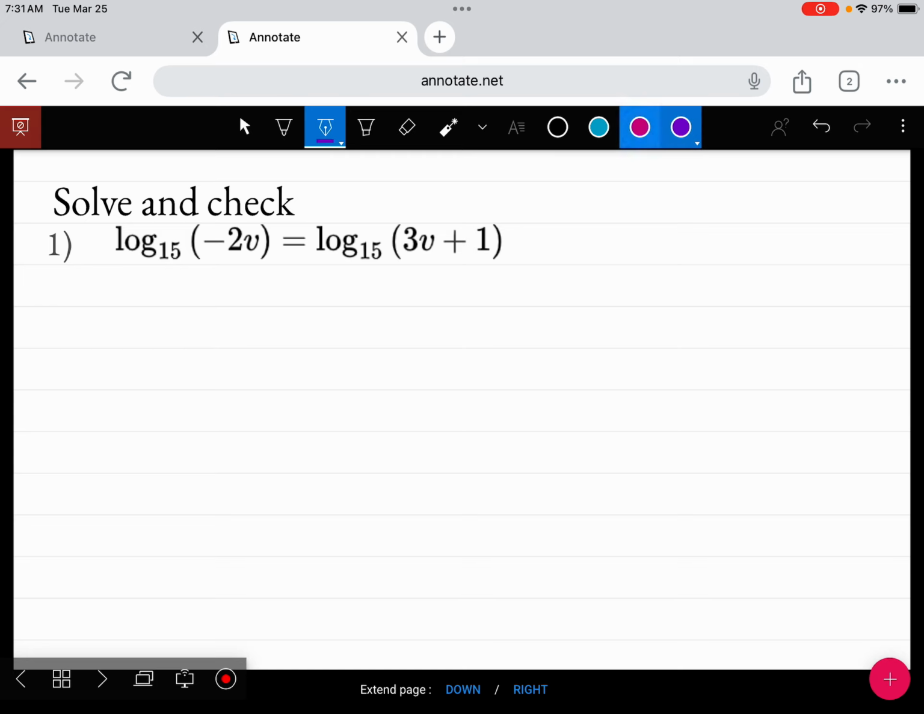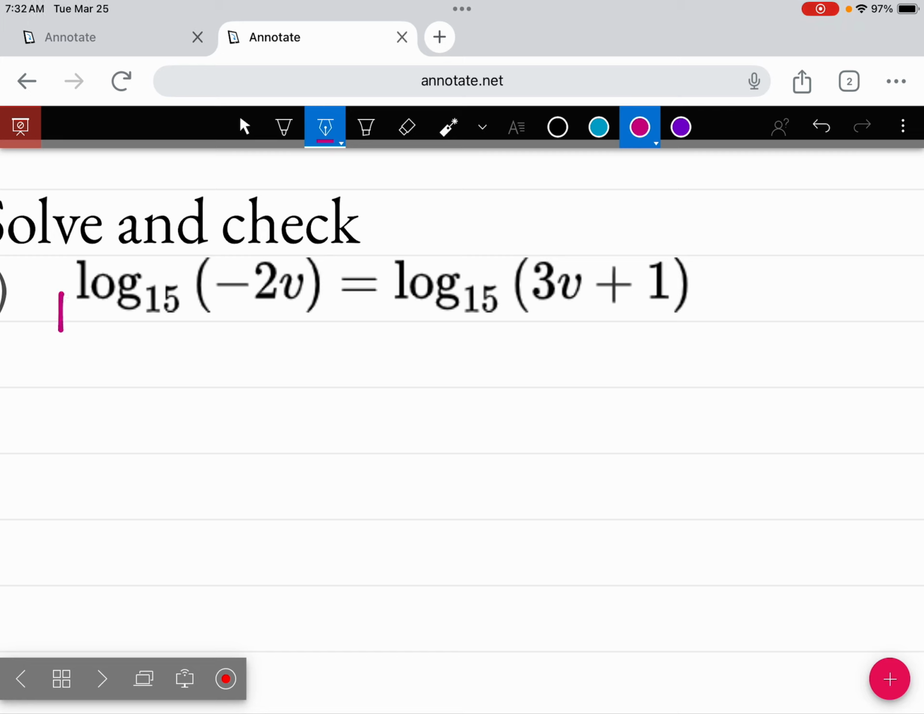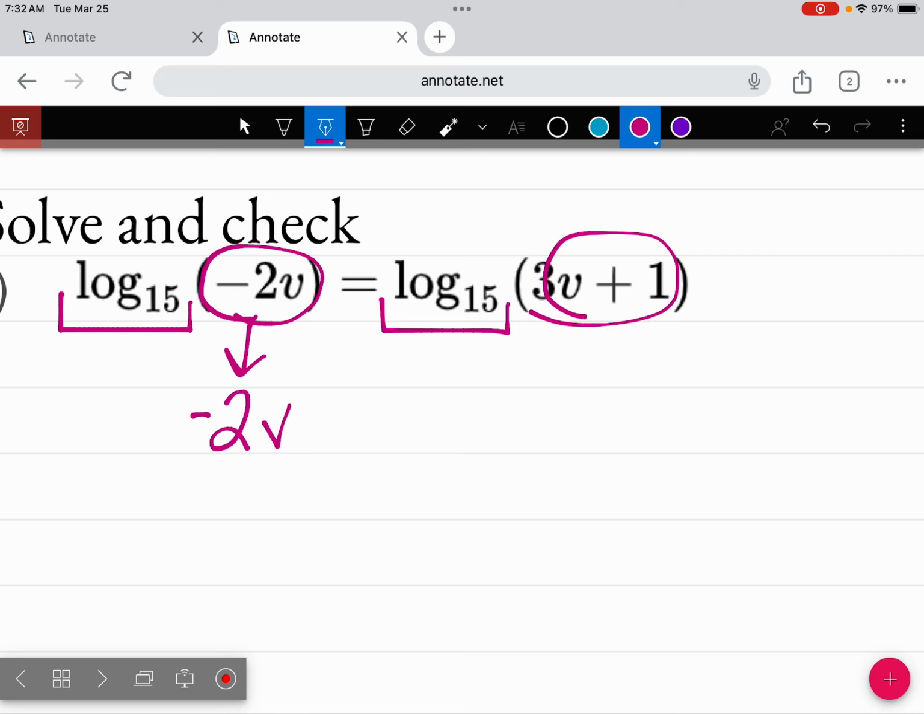And what we have here is 2 logs that have the same base. Those 2 pieces are equivalent. So it's kind of like having 15 to the something and 15 to the something. Those 2 powers would need to be the exact same. So those 2 arguments would need to be the exact same. So when the base is the same on both sides, I can just take my 2 arguments and set them equal. Minus 2v and 3v plus 1. I want to know when minus 2v equals 3v plus 1.